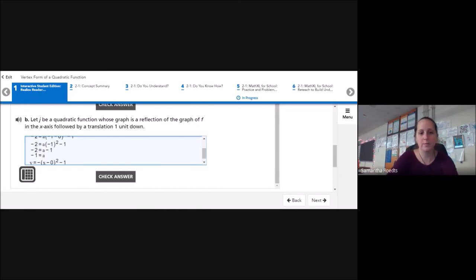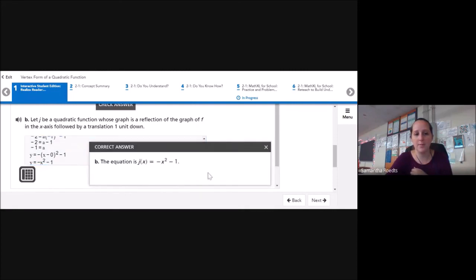Technically, x minus 0. You want to put it in vertex form. Okay, when I multiply this out, I get y equals negative x squared minus 1, and that's my standard form, the ax squared plus bx plus c. There's no bx in this example. So the equation is j of x equals negative x squared minus 1.